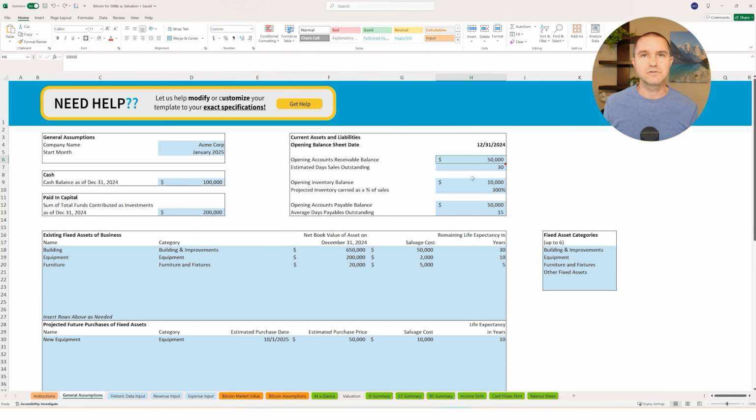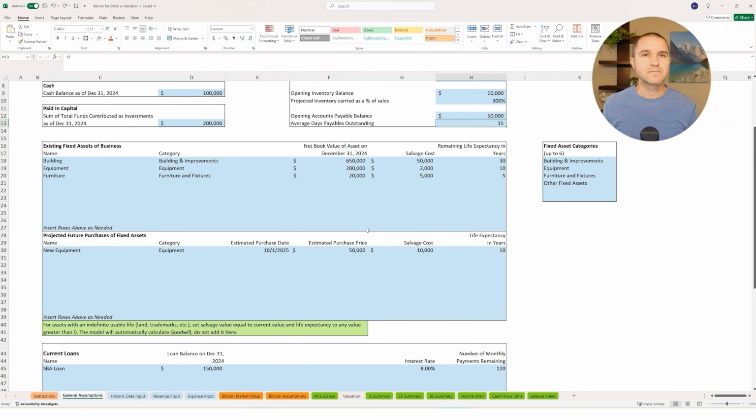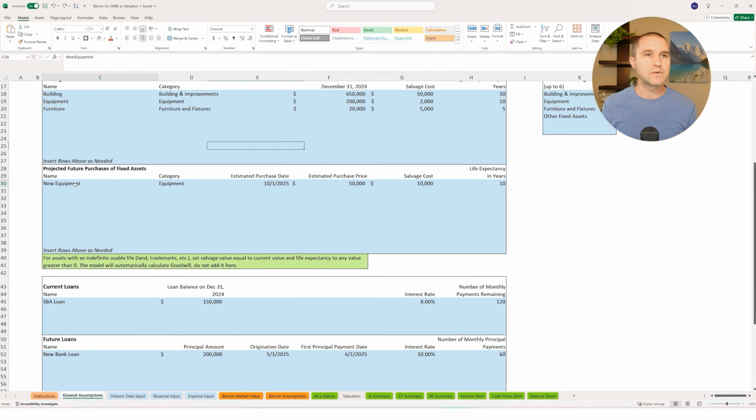So how much do you have in accounts receivable? How many days does it take you to get paid when you make a sale? What's your inventory balance, how much inventory do you hold on the balance sheet as a percentage of sales? Your opening accounts payable balance, and the average days payables outstanding. So how long does it take you to pay your bills? You can put in your existing fixed assets here by asset type and remaining life expectancy, and that will calculate depreciation. You can add new equipment. So let's say we're going to add $50,000 of new equipment in a future month.